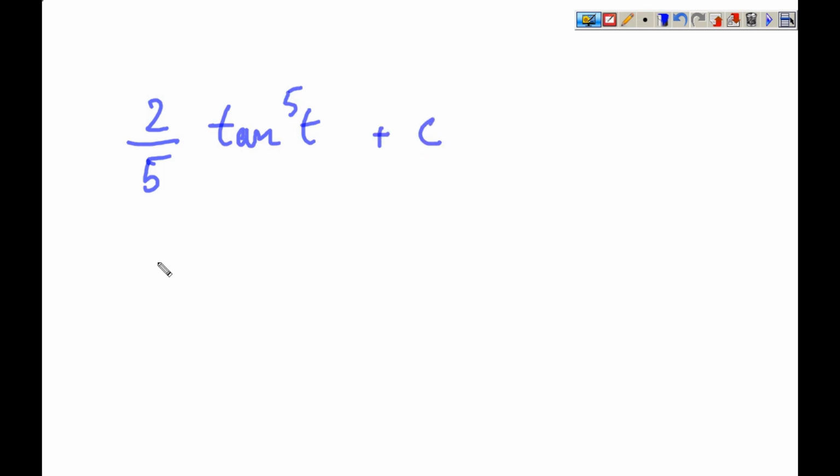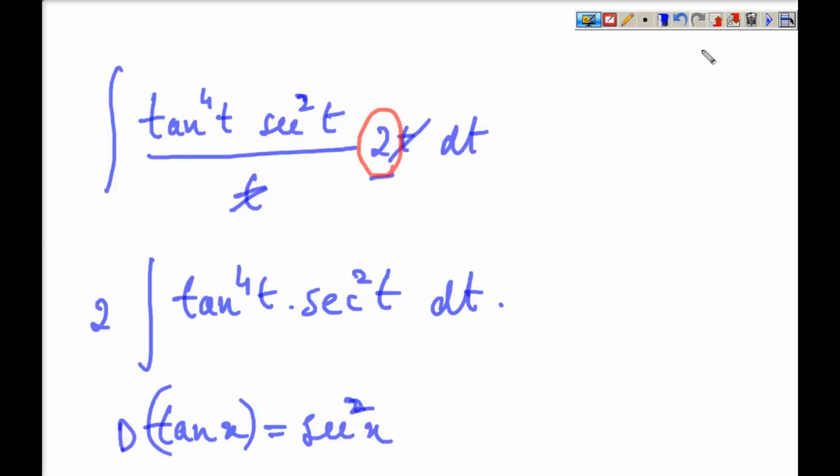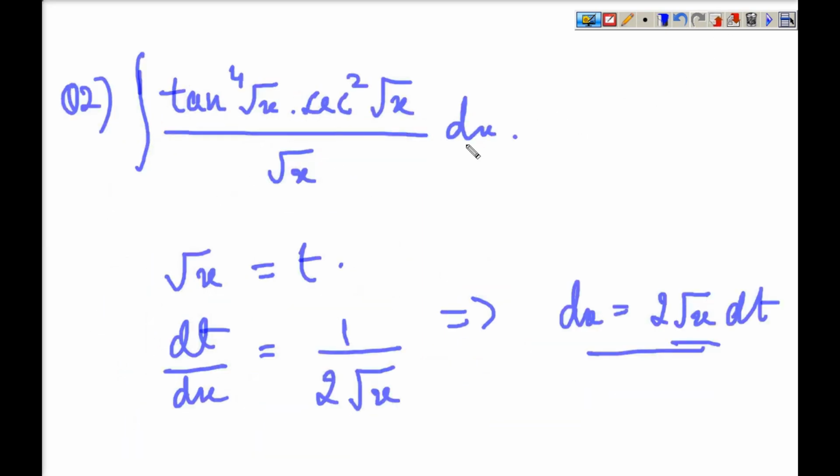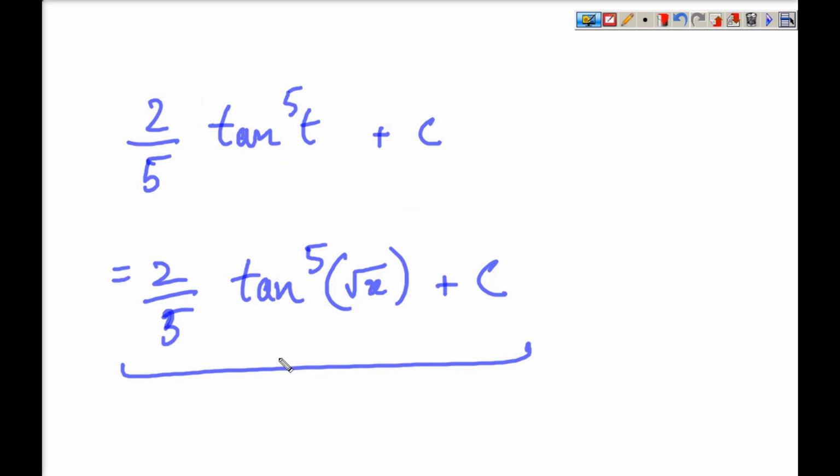So again, in place of t we had under root x. That means the integral of the function will be 2 by 5 tan to the power 5 under root x plus c. So this is the integral of the original function that is given in terms of x. So this was the function in terms of x. We did 2 substitutions and we finally got the answer, the integral in terms of x.